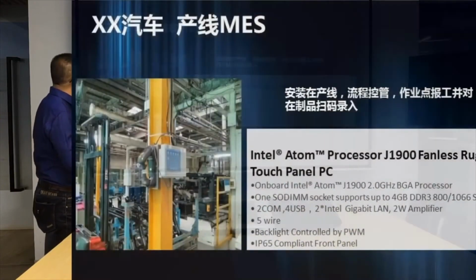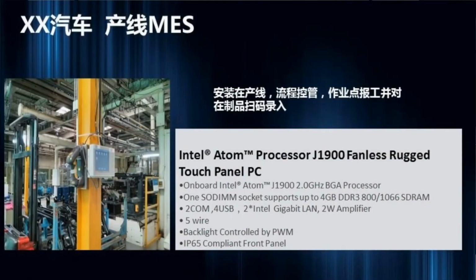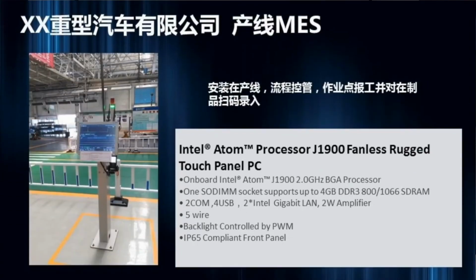This one involves the car industry. This is a real example where we help them build a production line MES. It covers the entire production process as far as production line control, work reports, including some parts scanning, and inputting data for finished products. Fulfilling this kind of all-encompassing work is a continued development based on the needs of the entire manufacturing industry. This is the actual picture of a production line MES, where we collaborated with a certain heavy-duty automotive company.